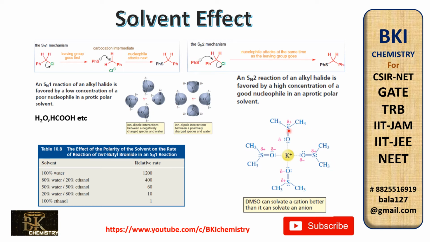This is the DMSO structure, dimethyl sulfoxide. If you have carbon in place of sulfur, it will become acetone. So DMSO, acetone, DMF, dimethylformamide. This kind of solvent will be favored for SN2 mechanism. So the substrate and solvent have to be in the opposite way. If we take a polar substrate, the solvent must be non-polar. If we take a non-polar substrate, then the solvent must be polar. So that's it in solvent effect. Then we will move to SN1 mechanism.